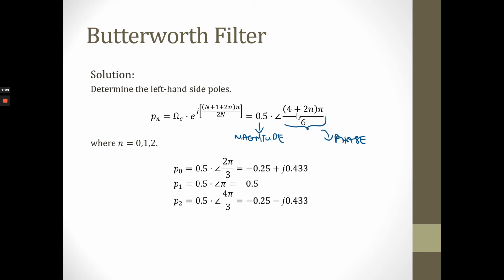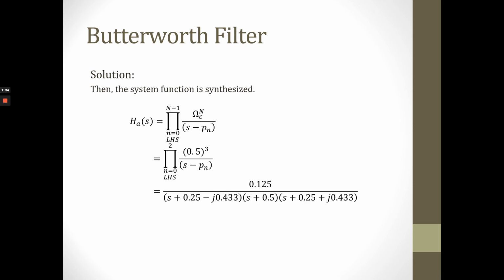We need to calculate the pole for n from 0 until n minus 1, which is 2, and then we substitute the value of n in this formula for n equal to 0 until 2. Therefore, we have 3 poles based on this formula.